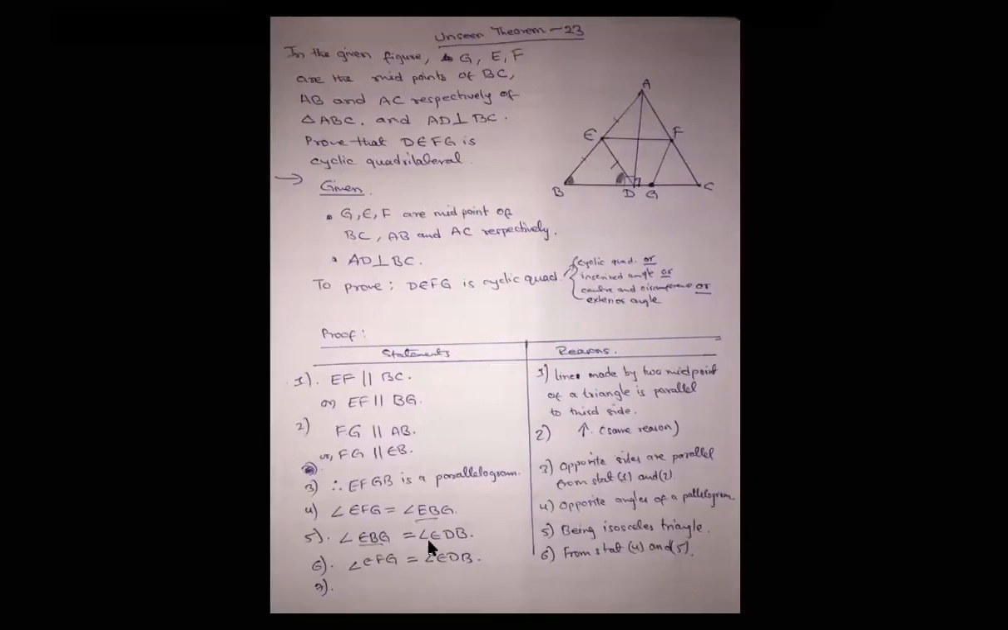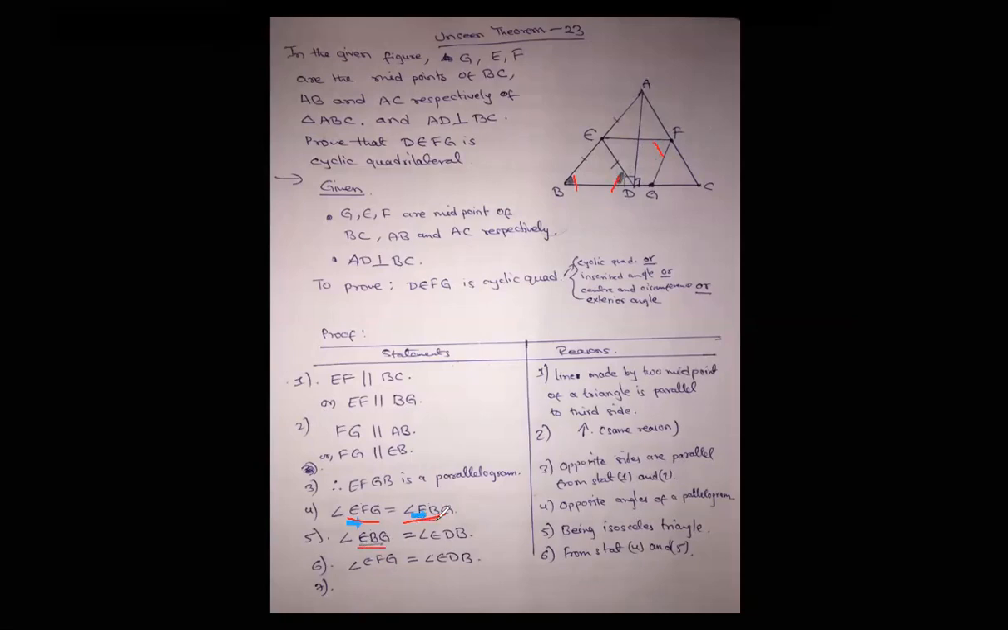Now after proving these two angles are equal to each other, this angle and this angle were equal to each other, the opposite angles of the cyclic quadrilateral. So this angle and this angle are equal. If this angle and this angle are equal, then angle and angle equal in F, E, B.